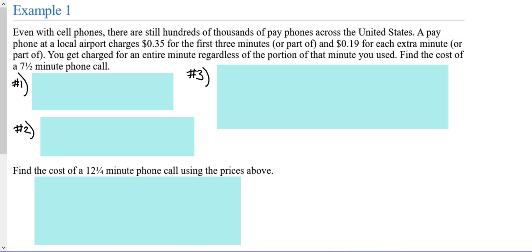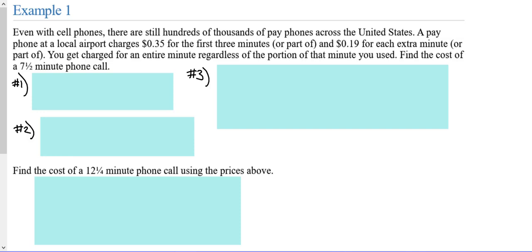A payphone in our example at the local airport charges 35 cents for the first 3 minutes or part of. So that means if you make a 2.5 minute call, you still get charged for 3 minutes and 19 cents for each extra minute or part of. So if your total phone call is 3.5 minutes, that's a half a minute over the 3. So that means you're going to have to pay for an additional minute at 19 cents. You get charged for an entire minute regardless of the portion of that minute you used. Find the cost of a 7.5 minute phone call.